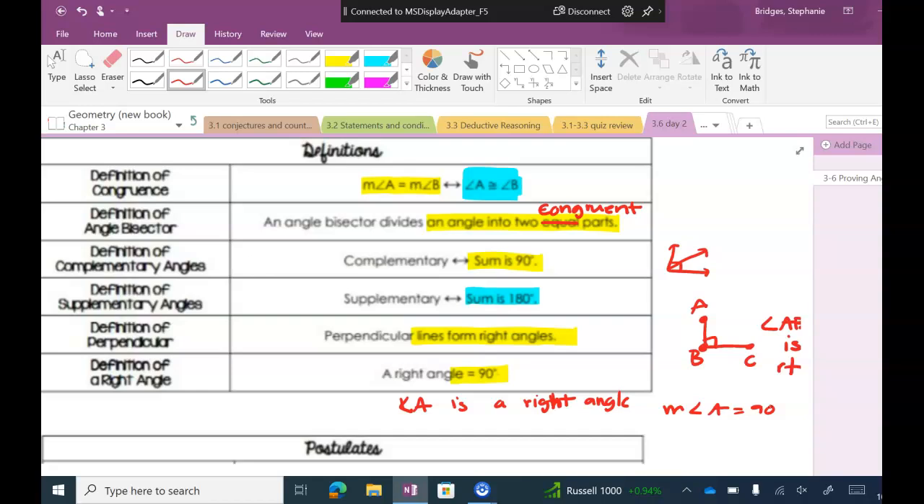So those are all definitions that we can use as reasons in our angle proofs. Definition of congruence, definition of angle bisector, definition of complementary, definition of supplementary, definition of perpendicular, and definition of a right angle.